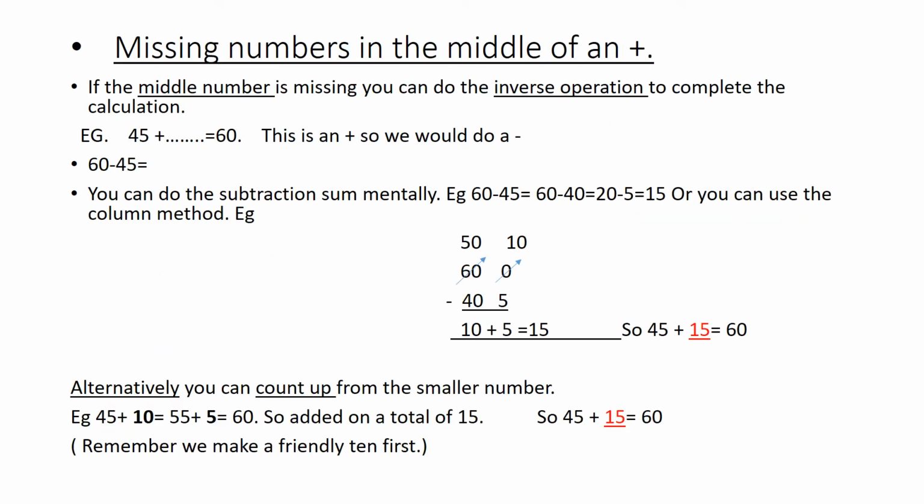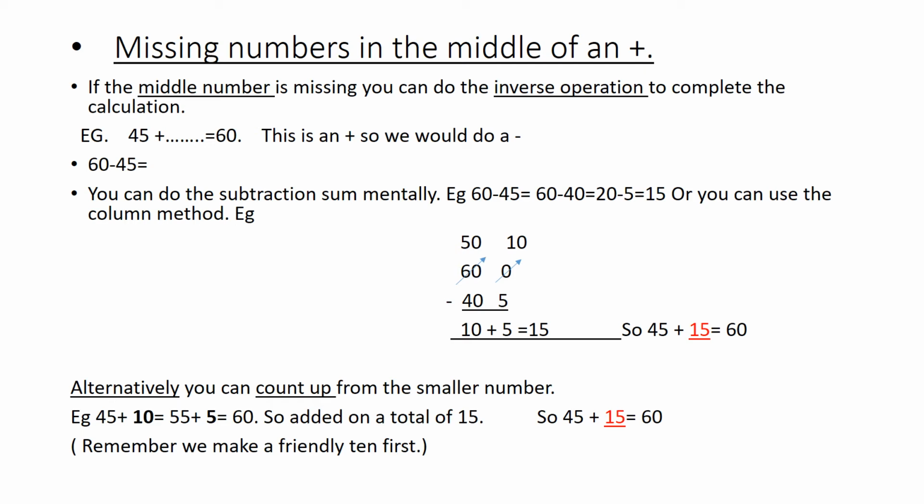On this one, you'll notice that it's the middle number which is missing on the addition sum. Now, if the middle number is missing on an addition sum, you can still do the inverse if you want to. So you would just take the biggest number, because remember a subtraction sum has to start with the biggest number, which is 60, and then you would take away the 45. Again, you can do it mentally, so we'd start with the 60, then we're going to take away the 10s, which is 40 to give us 20, then take away the 5 gives us 15.